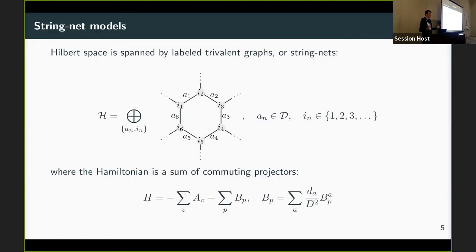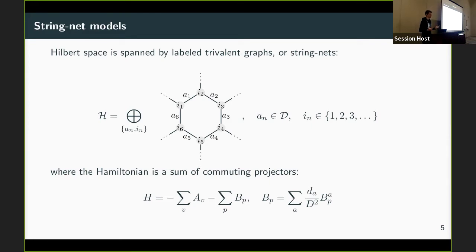Stringnet models are just a straightforward generalization of that. So the Hilbert space is now spanned by labeled trivalent graphs or stringnets. And the Hilbert space is just a sum over all these graphs where you have some labels on the edges, where maybe not standard, we also include multiplicities at the vertices. This is just some extra internal degree of freedom that you have. It's more general than the original stringnet construction, but it's a very mild generalization.